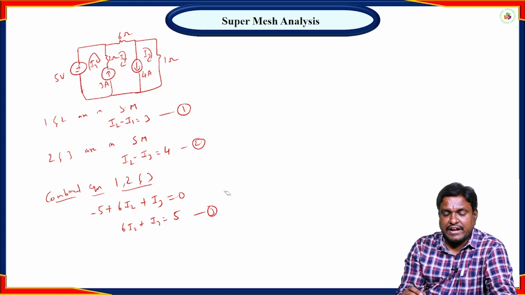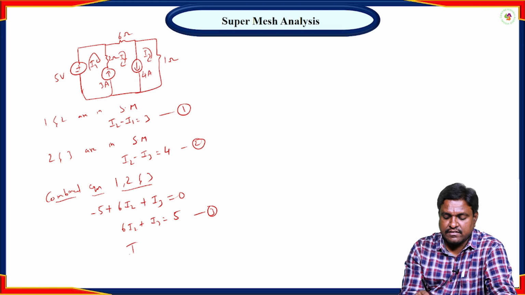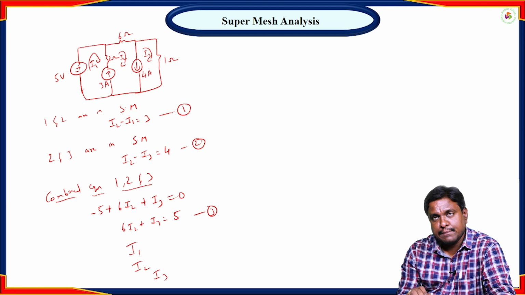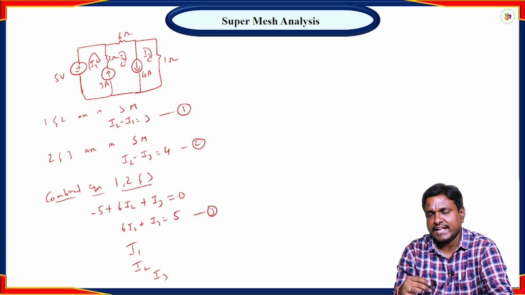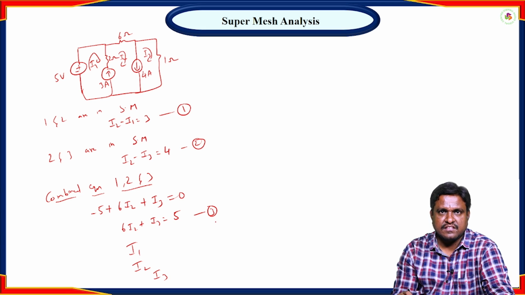So on solving the equations 1, 2 and 3, we get the loop currents I1, I2 and I3. With the help of these loop currents, we can find the response in the given circuit. That may be the voltage, current or power. This is the second case.